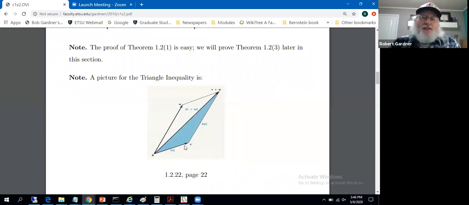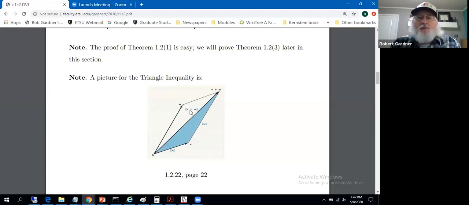The length of this side of that parallelogram is the norm of w. The length of, the norm of v. The length of this side of that parallelogram is the norm of w. And the length of this diagonal of the parallelogram, the diagonal is determined by v plus w, so the length is the norm of v plus w. Length and magnitude or norm of those vectors.